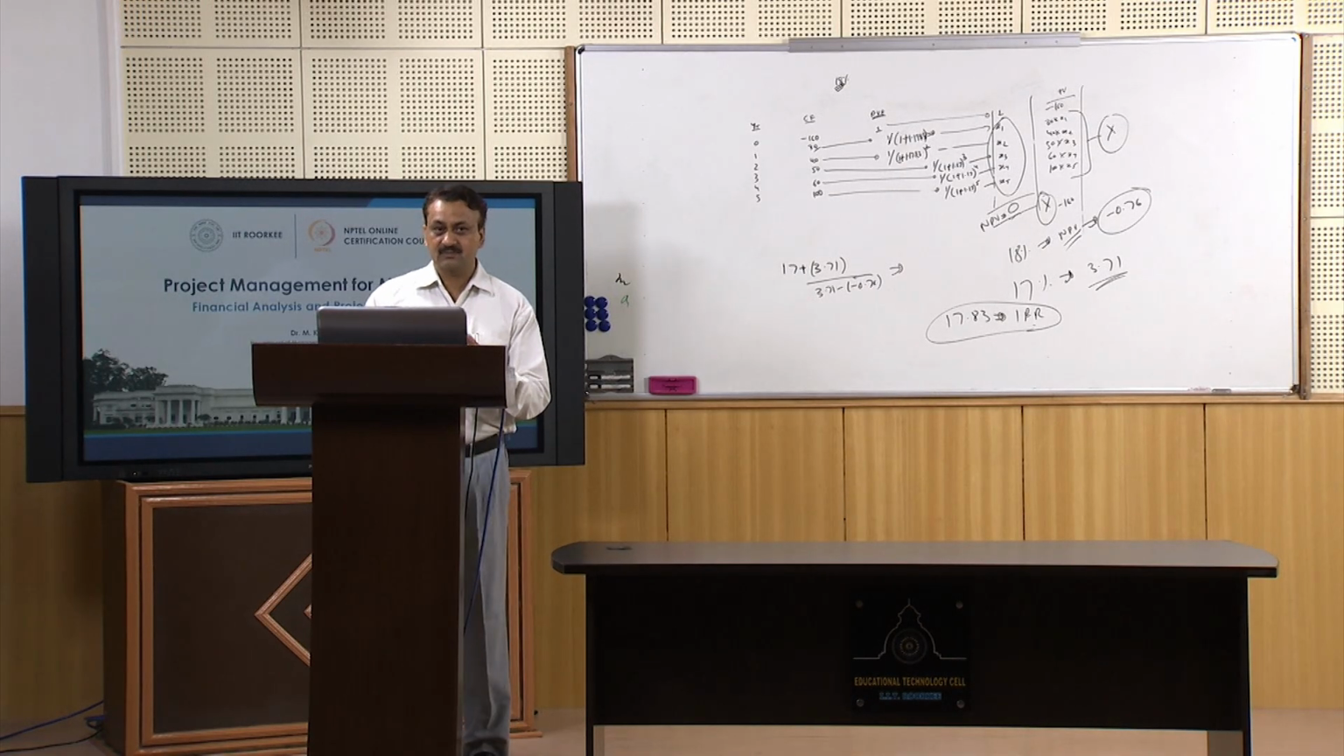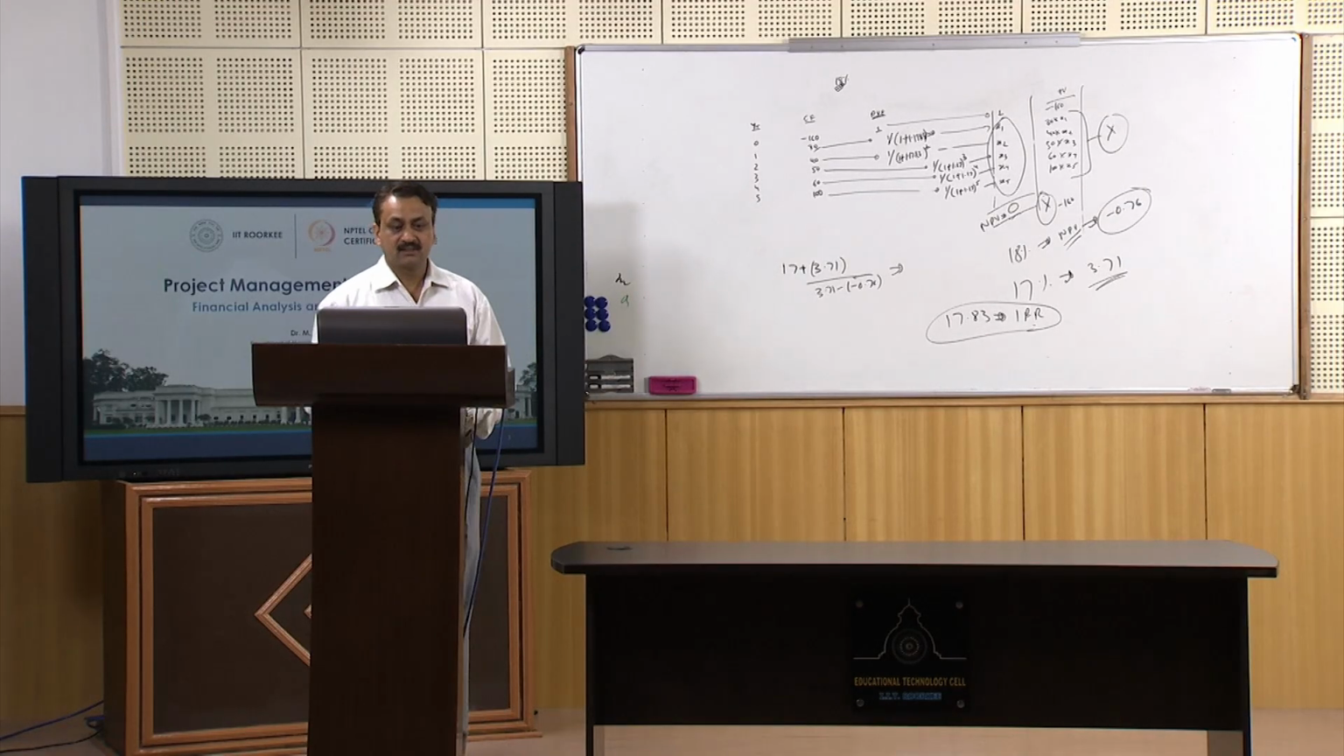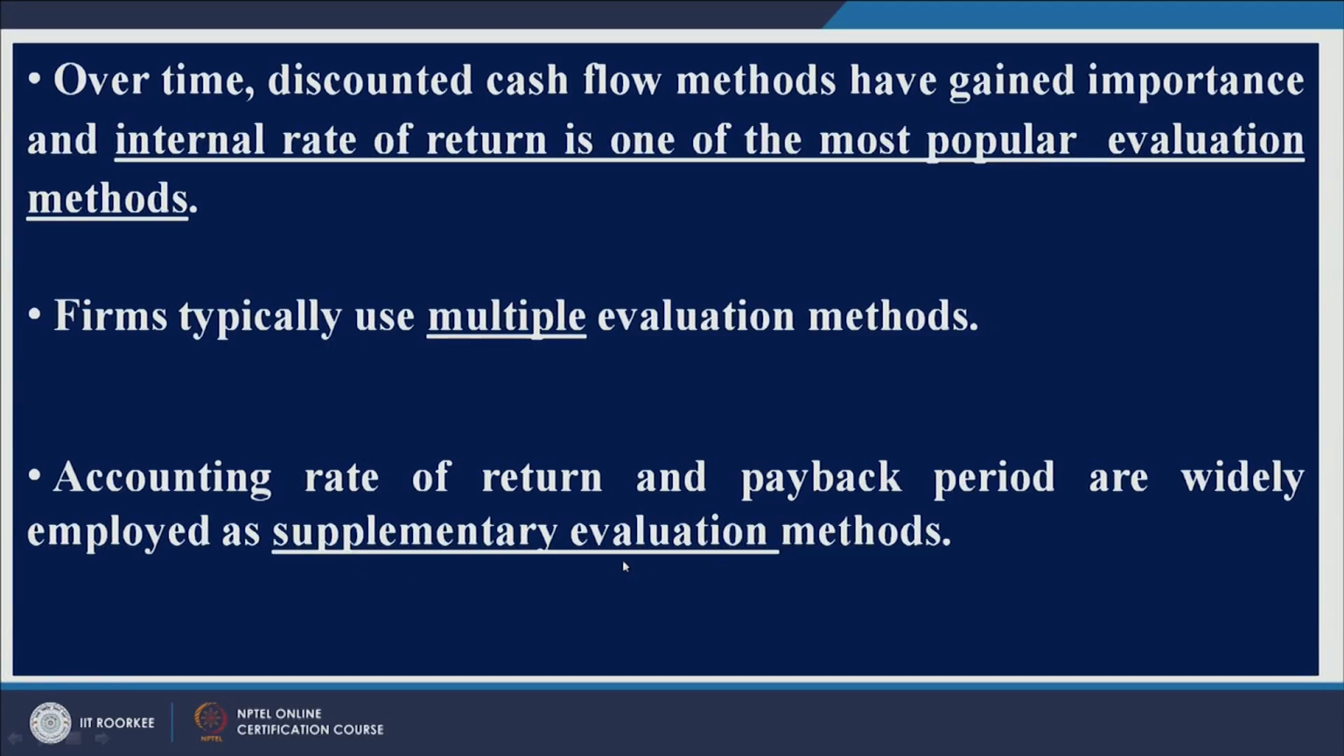So, there are some screening level methods, then you can do a secondary level of screening, isn't it? So, at the end of the day, you need to have a mix of these methods. ARR and payback period were widely employed as supplementary evaluation methods.